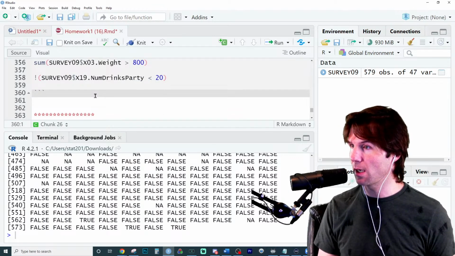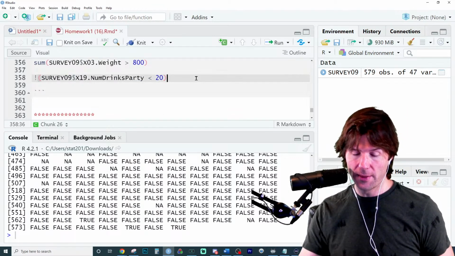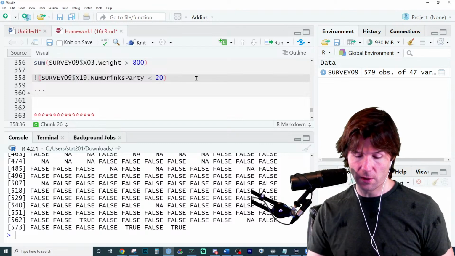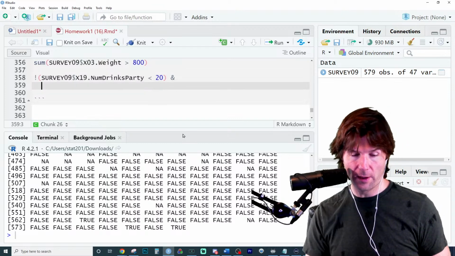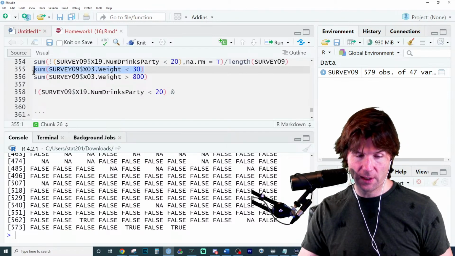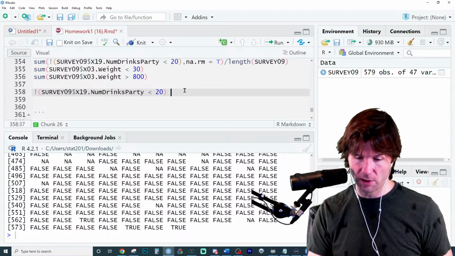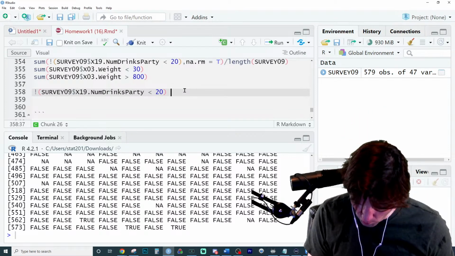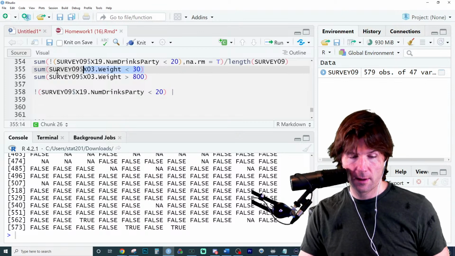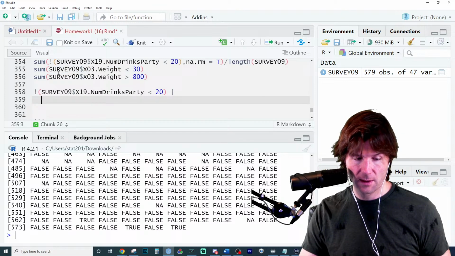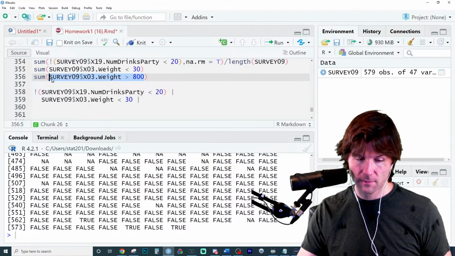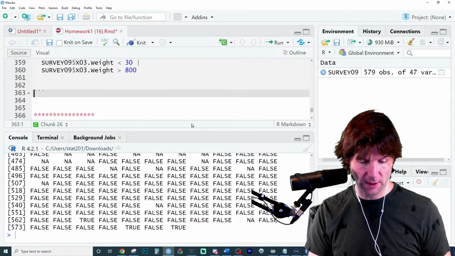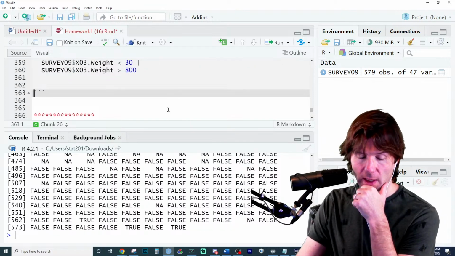Does that make sense? Someone does not drink less than 20 drinks. So those are the people who don't drink less than 20 drinks. And then we want... Or, no, we want or, because it's going to work if there's one true. Or the person weighs less than 30 pounds, or the person weighs more than 100. There we go, right there. And we do get some NAs.